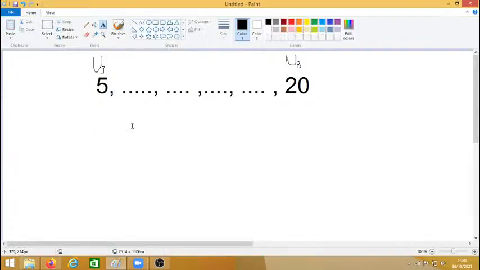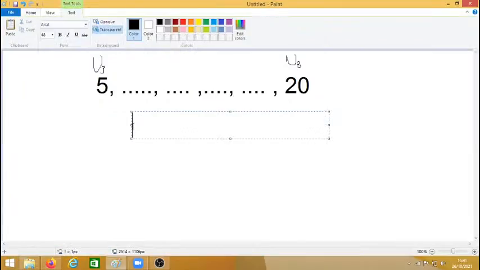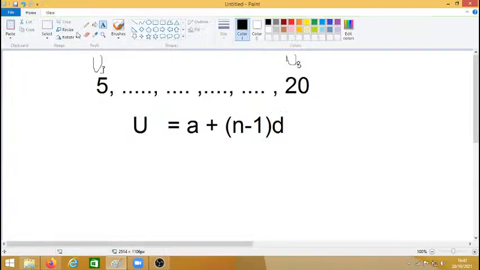So not to panic, we start with our general formula, a plus (n minus 1)d. Let's focus on u3 now. We don't know what the first term in the sequence is, because remember, this 5 is not the first term, it's the third term. So we can't say 5 is the first. There's numbers before that. So we just leave a as a, but we do know what n is. u3 means the third term, so we can say n is 3.